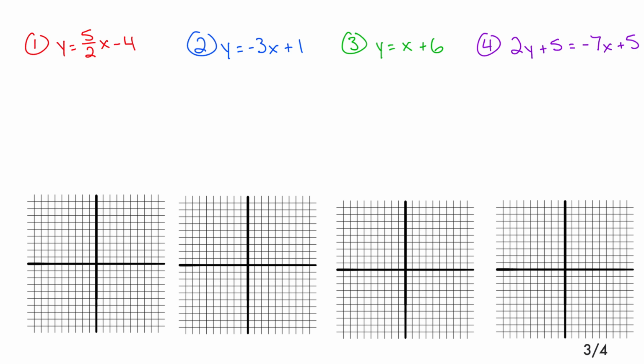So here are a bunch of other equations. They're all linear functions, and we're going to graph each and every one of them. For problem number 1, the red function, I notice that my y-intercept is negative 4, and my slope is positive 5 over 2. So I'm going to start by going to negative 4 on my graph. 1, 2, 3, 4, which is right here. And then my slope is positive 5 over 2.